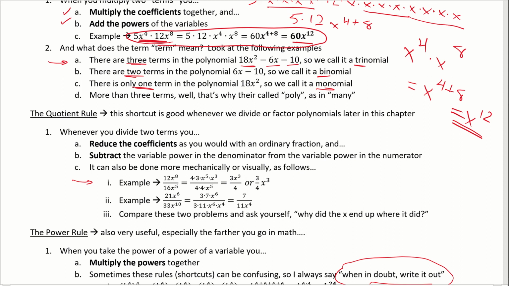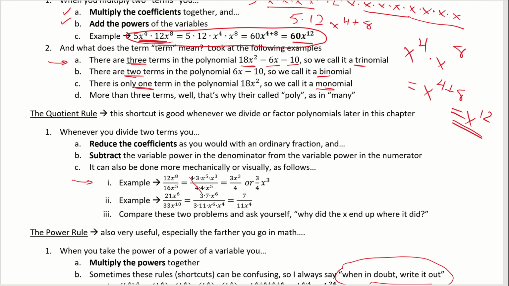I wrote 12 as 4 times 3, and 16 is 4 times 4. Why did I do that? I want to cancel the 4s. That's how you reduce fractions. You do the same thing with the x's as well, but you have to be just as clever as you are with numbers. 4 times 3 is 12. Why didn't I use 2 times 6? Well, I'm trying to cancel as much as I can. Look what I do with the x's. x to the 8 over x to the 5 is x to the 5 times x to the 3.